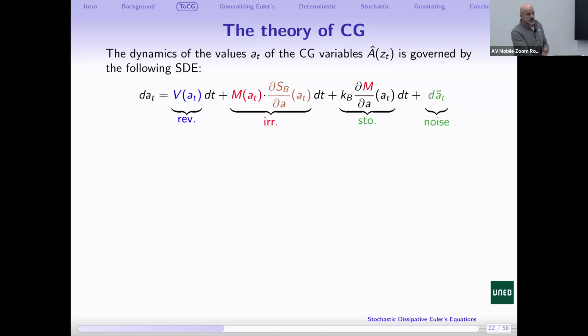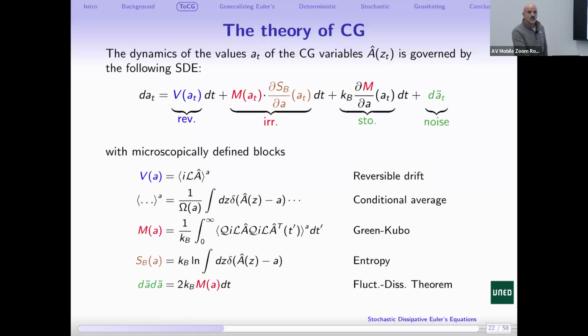And the important thing is that all these quantities, the V, the reversible drift, the dissipative matrix, the entropy, all have microscopic definitions. For example, the drift is the conditional expectation of the action of the Liouville operator on the coarse-grained variables. The Liouville operator gives you essentially the time derivative in microscopic terms. So this is a conditional average of the time derivative. It gives you, let's say, one part of the mean motion of the coarse-grained variable. The conditional expectations are essentially summing over all microstates which are compatible with a given macrostate.